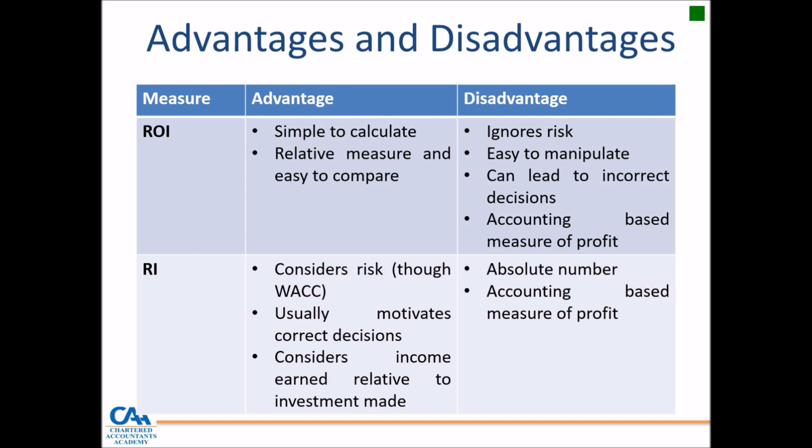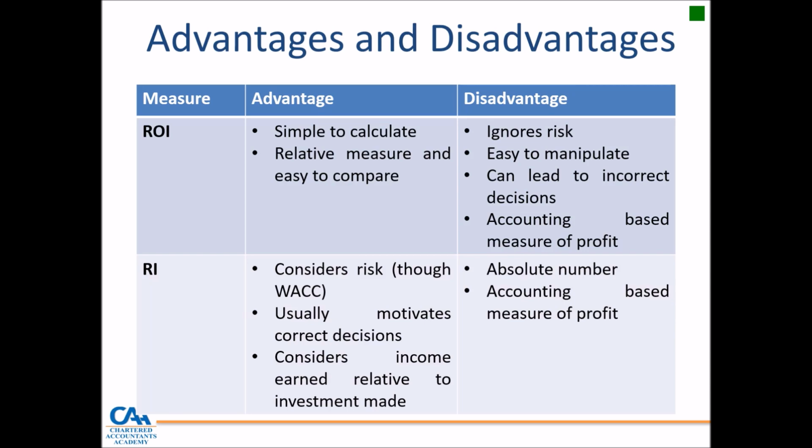The advantage is it is simple to calculate, and it results in a percentage, which is a relative measure, and it is easy to compare. As in the example I gave you earlier, I'm able to compare the group return on investment, the divisions, and the project, because they are a relative measure.